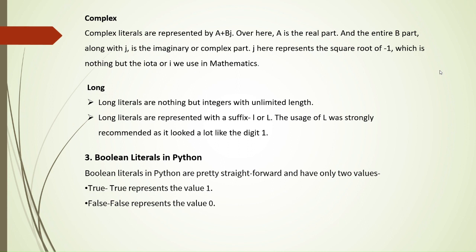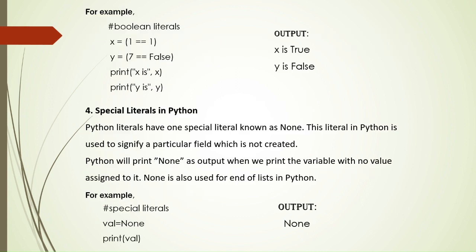Boolean literals in Python. Boolean literals in Python are pretty straightforward and have only 2 values, that is True and False. True represents the value 1. False represents the value 0. Here is an example where we use Boolean literals and the output has True and False accordingly.